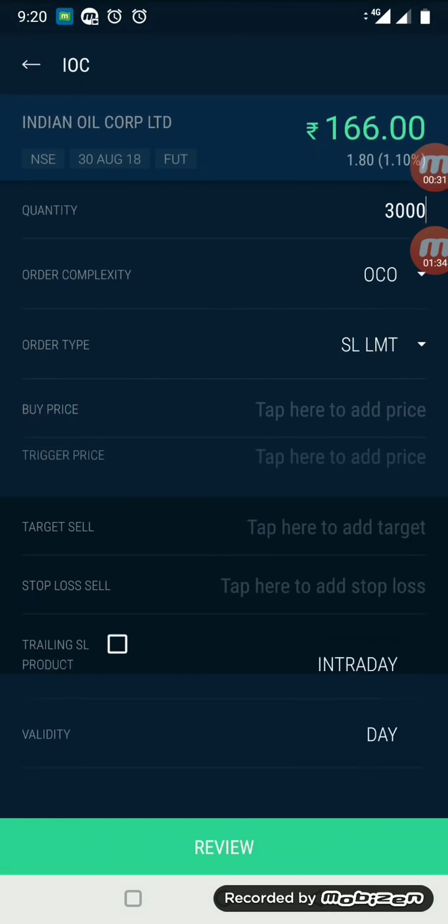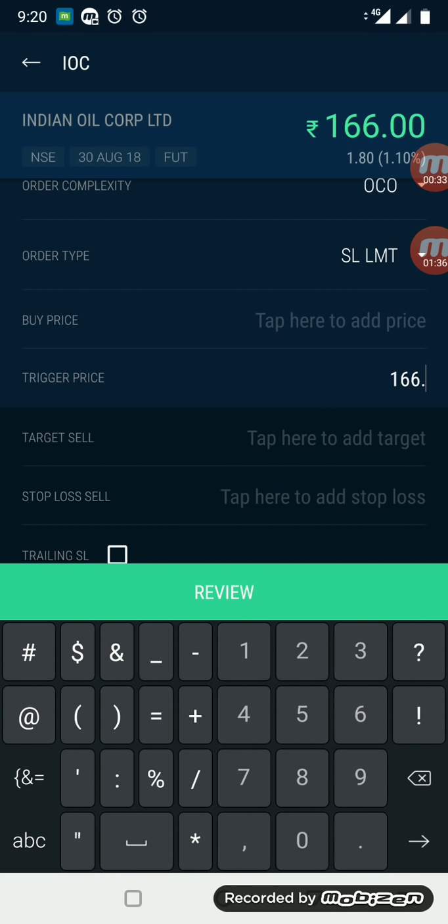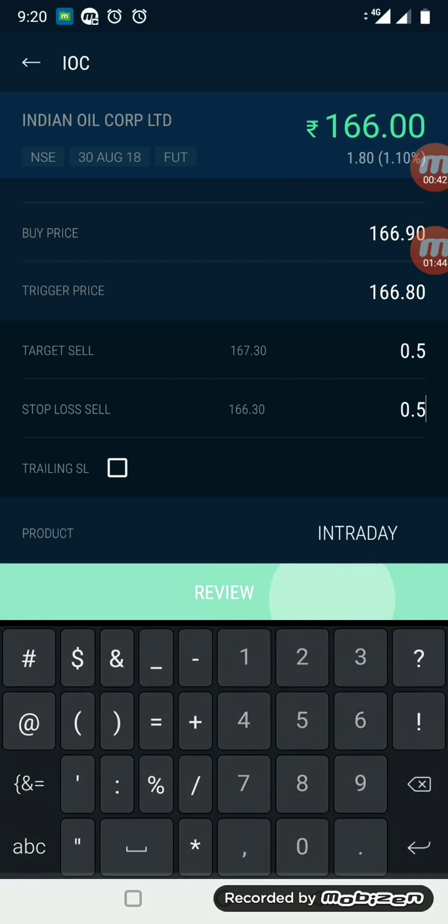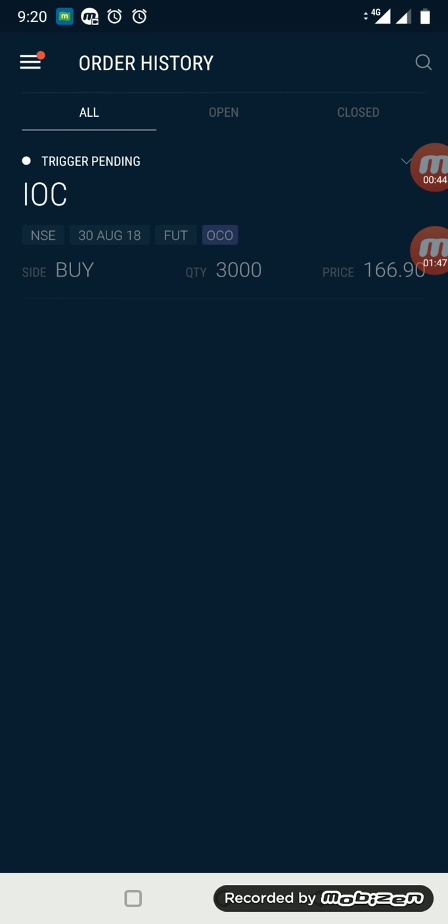So let me also place the same thing: 166.80 and a small buffer of 10 paisa, that is 166.90, and it will be an OC order. If we are using Zerodha, you can use a bracket order. We have placed the order. You can see that the trigger is pending.